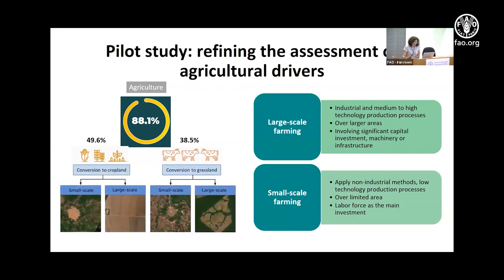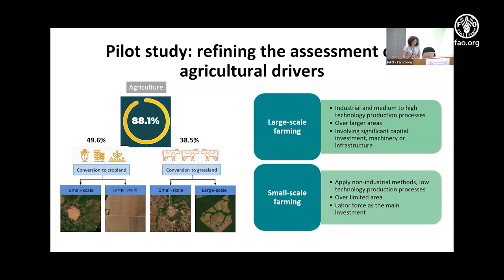So for both the conversion of forest to cropland and the conversion of forest to grassland, we divided the process between small-scale farming and large-scale farming. We know that several studies have already assessed, for instance, the impact of commercial agriculture, industrial agriculture, but in this case, we also tried to clarify the terminology and use some categories that could also be relevant from a remote sensing point of view, of what we can see from satellite imagery.